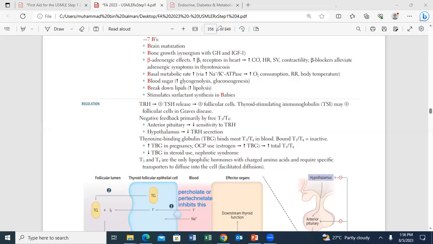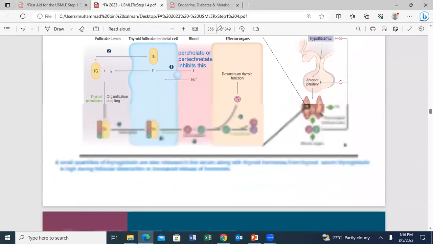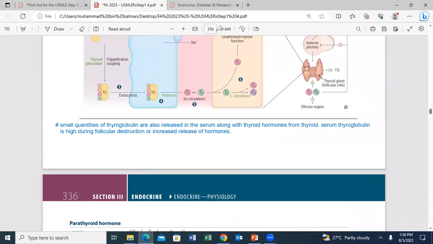So ultimately, an increase in thyroxine binding globulin will have an increase in total T3 and T4, and that is because of the stimulation by TRH and TSH. So this was a point which can be tested in any kind of scenario. This was all for thyroid hormone.